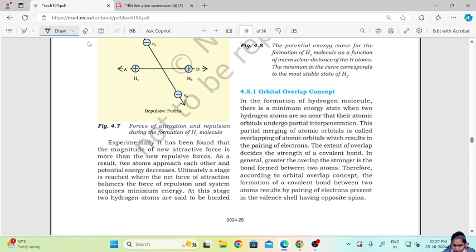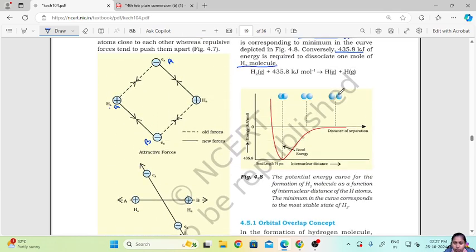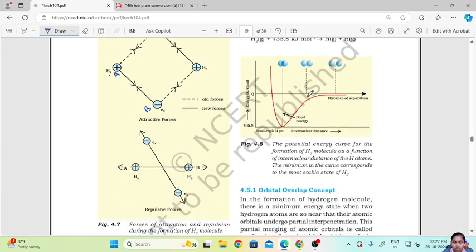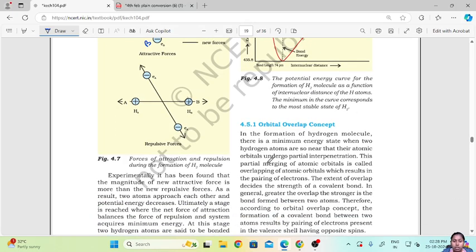What is orbital overlapping? In the formation of the hydrogen molecule, there is a minimum energy state when two hydrogen atoms are so near that their atomic orbitals undergo partial interpenetration. Here you can see both the hydrogen atoms start coming closer to each other. At a point, both the hydrogen atoms are so close that they start to penetrate into each other. They start to go inside each other. Now this partial merging of atomic orbitals is called overlapping of atomic orbitals, which results in the pairing of electrons.